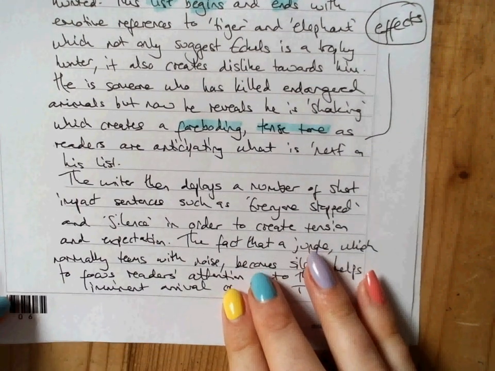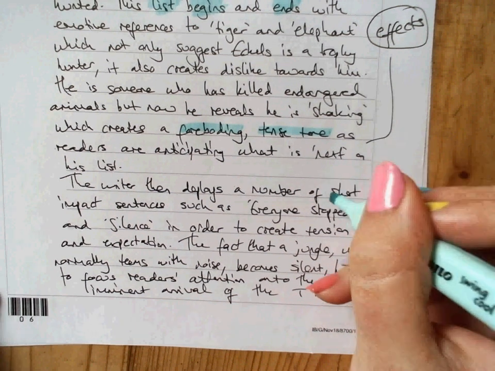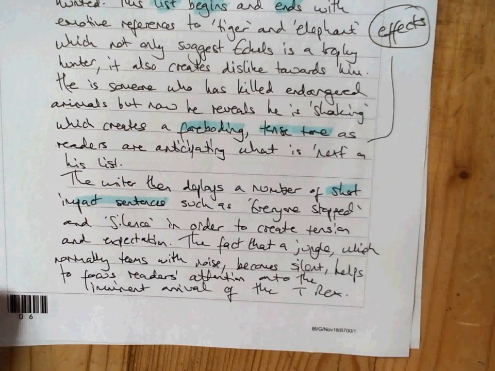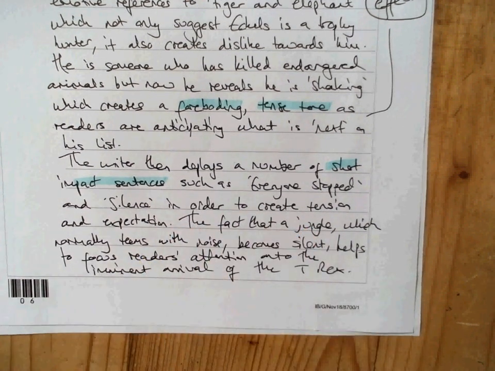The writer then deploys a number of short impact sentences, such as "everyone stopped" and "silence", in order to create tension and expectation. The factor jungle, which normally teems with noise, becomes silent, helping to focus readers' attention on the imminent arrival of the T-Rex. So again, some small quotes. I could have mentioned some stuff about juxtaposition here. So this is kind of halfway, or certainly to that change of focus.